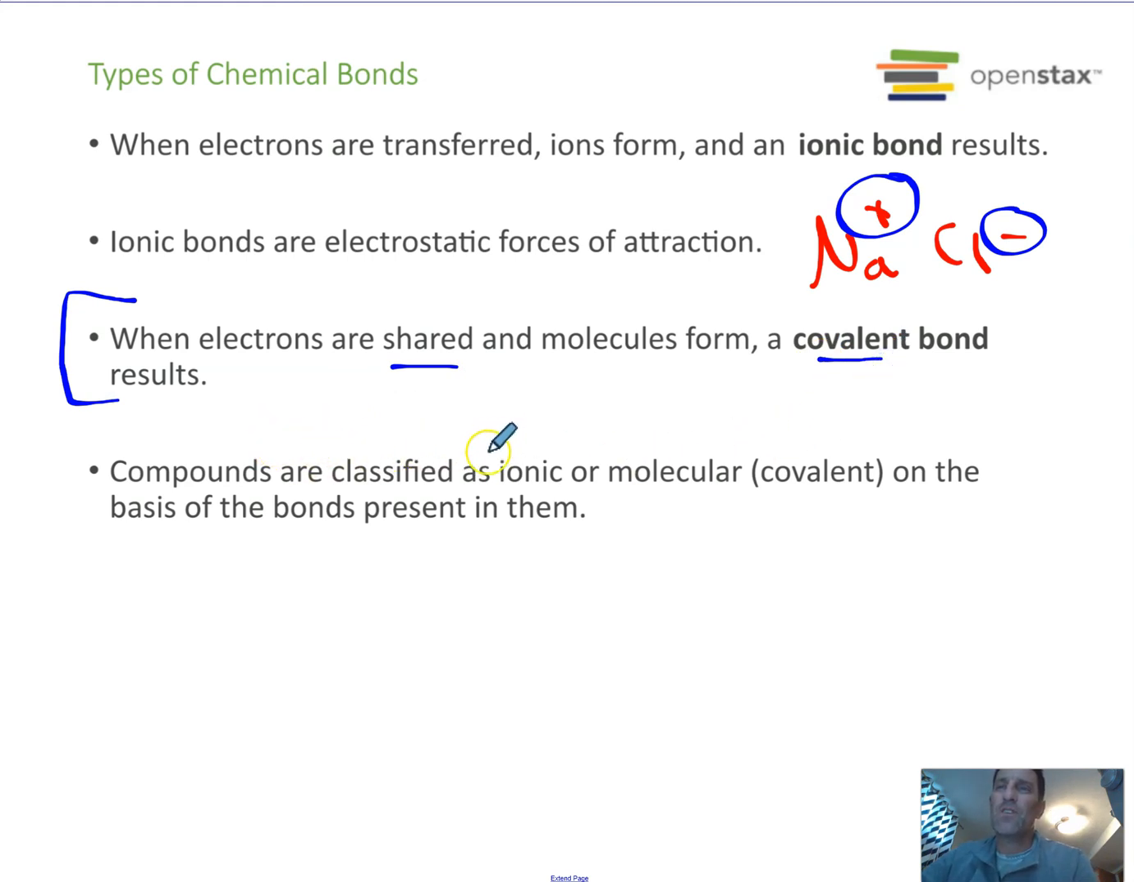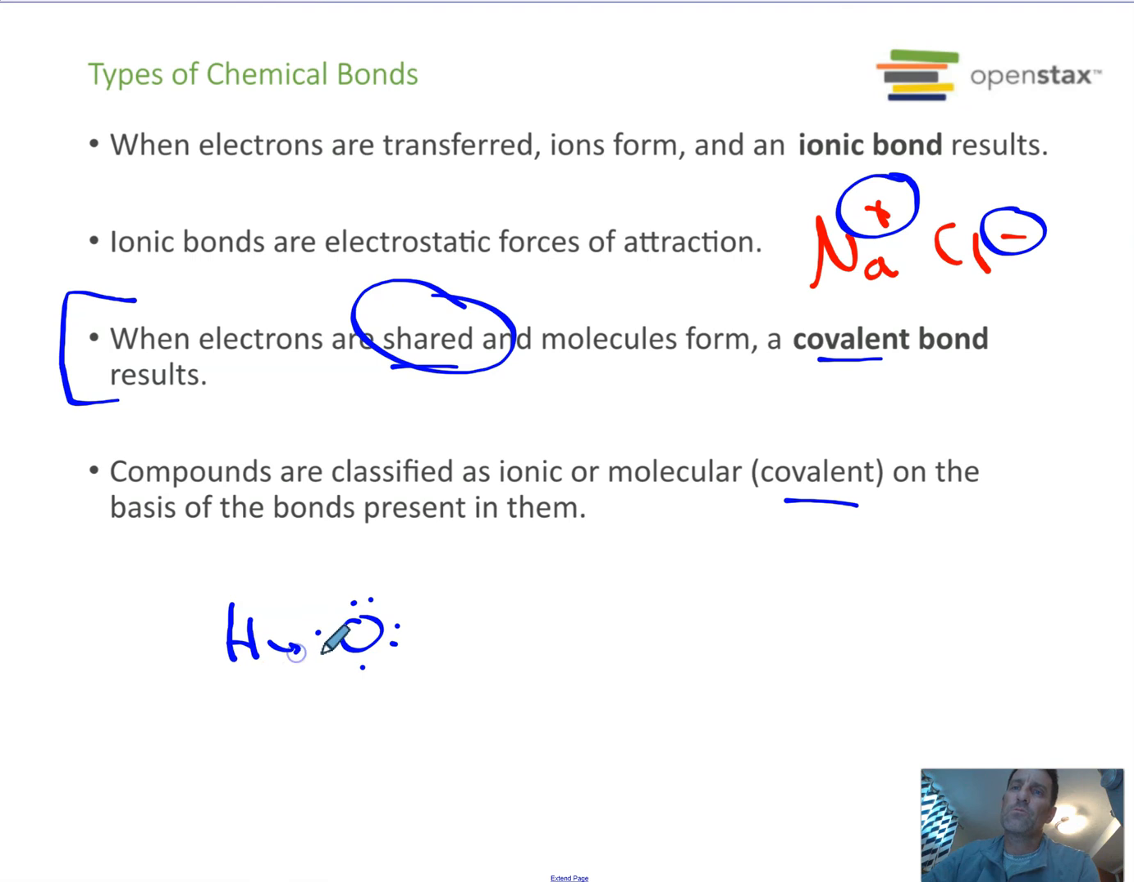Compounds are classified as ionic or molecular or covalent on the basis of the bonds present in them. So let's talk about when you share an electron. If I have hydrogen and I have oxygen, they are both wanting electrons. There's no metal here to lose and a non-metal to take. So what happens is O has 6 valence electrons, H has 1.